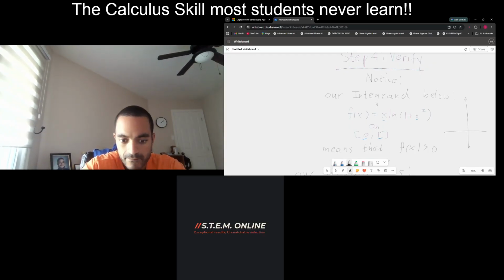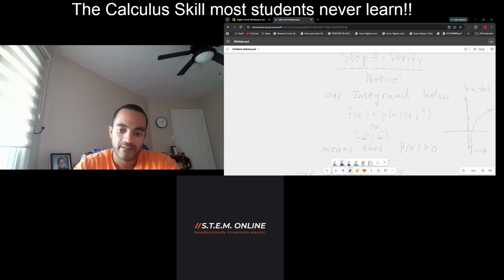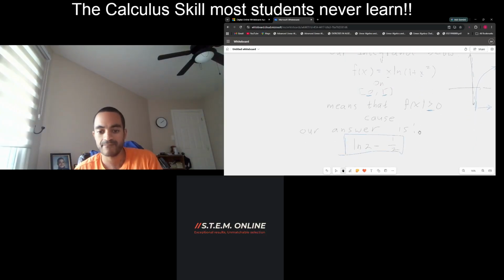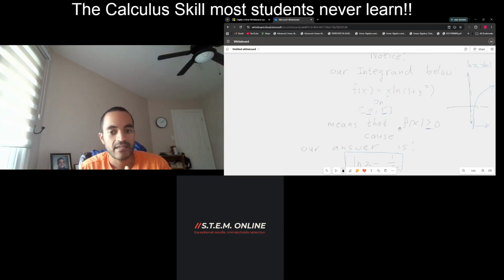Watch carefully. ln of 2 would be something like this. For log functions like that, sorry about that, I'll try to make it more accurate. ln x is like this. And ln of 2 is obviously greater than ln of 1. And we know ln of 1 is 0, so that would have been right on this asymptote here in the axis. So we know it's to the right. It's a positive value. That means that for any x value between 0 and 1, f of x is greater or equal to 0. Since that's the case, and our answer ln of 2 minus 1 half is positive, then our answer makes sense.